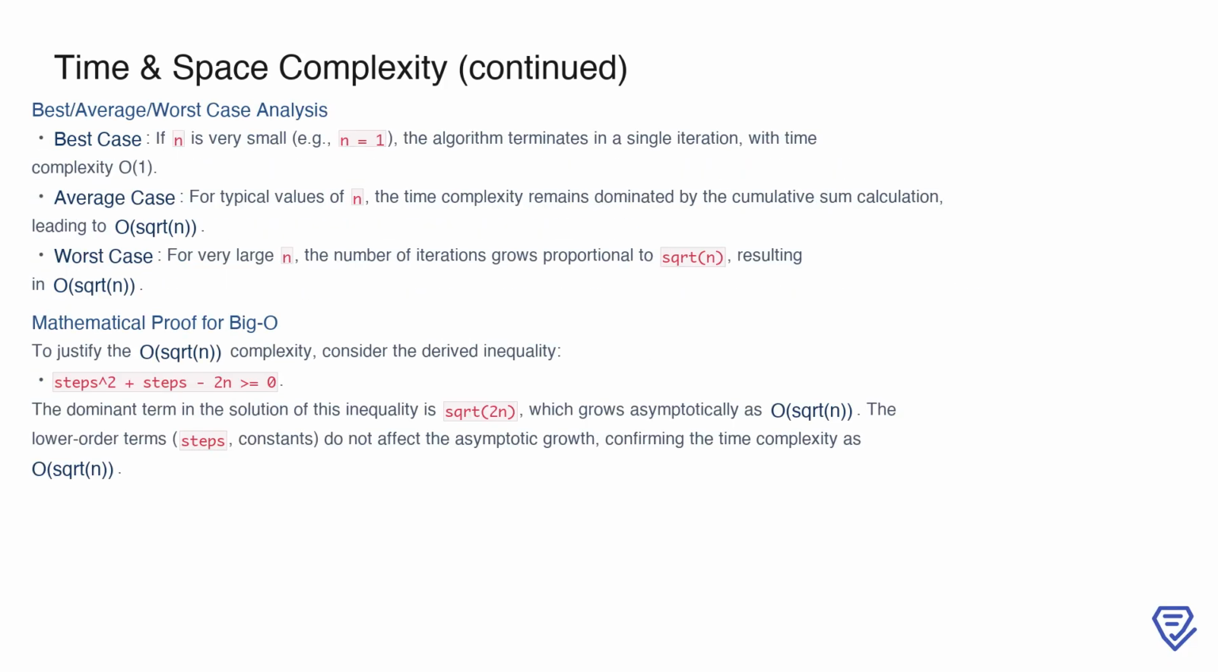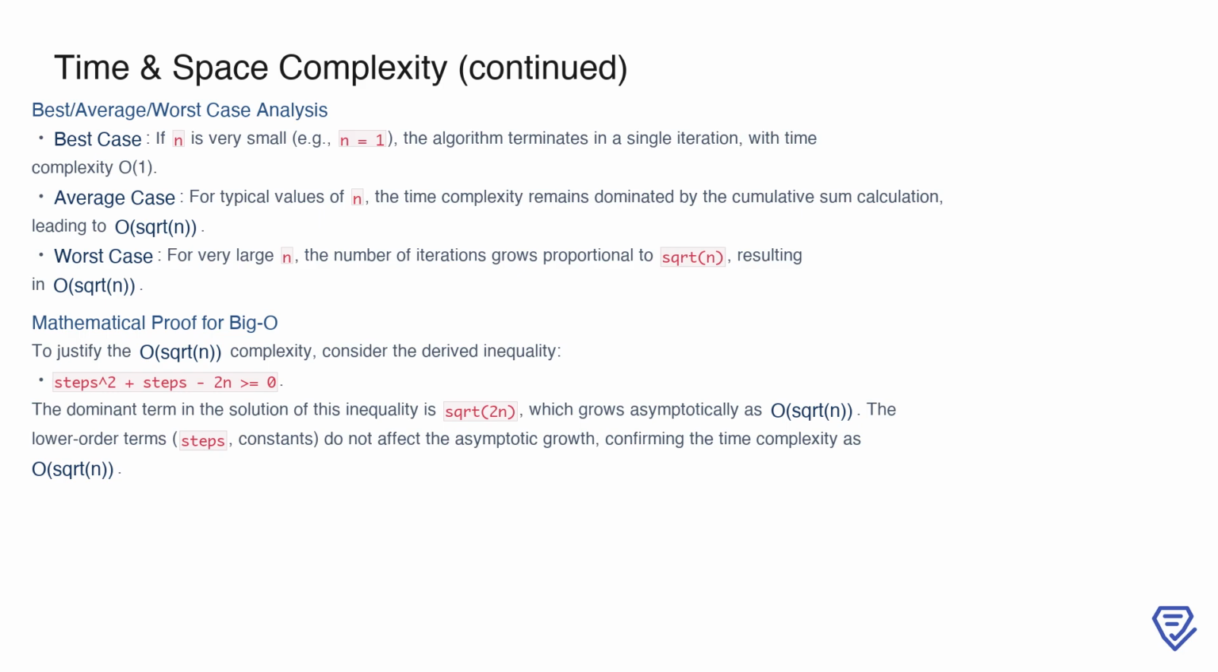Now let's analyze the best, average, and worst-case scenarios for this algorithm. In the best case, if n is very small, such as n equals 1, the algorithm completes in a single iteration, giving it a time complexity of O(1). For typical values of n, the time complexity is dominated by the cumulative sum calculation, which grows proportional to sqrt(n). This gives an average case complexity of O(sqrt(n)). In the worst case, when n is very large, the number of iterations increases proportionally to sqrt(n), resulting in the same O(sqrt(n)) complexity.